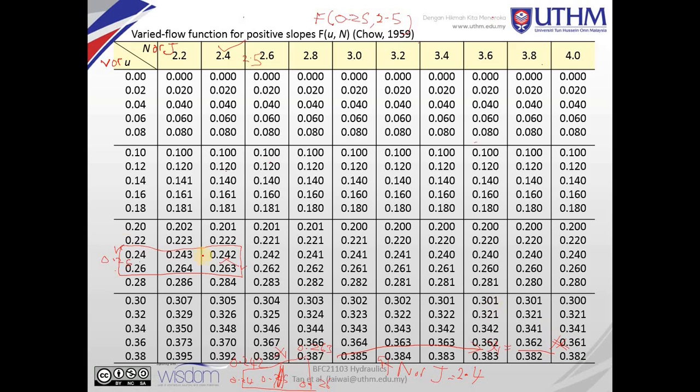So this is the point, the first interpolation that we made at N equal to 2.4. So we will get our answer here. So next we need to perform the other trapezoid at N or J, which is at the upper value, here at 2.6. So the same technique applies.